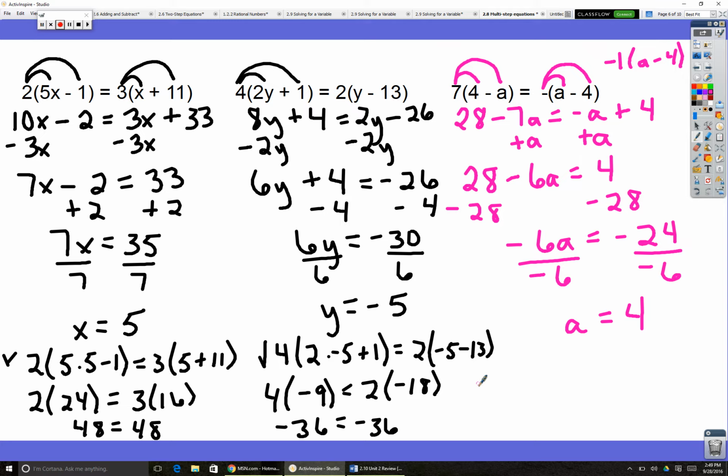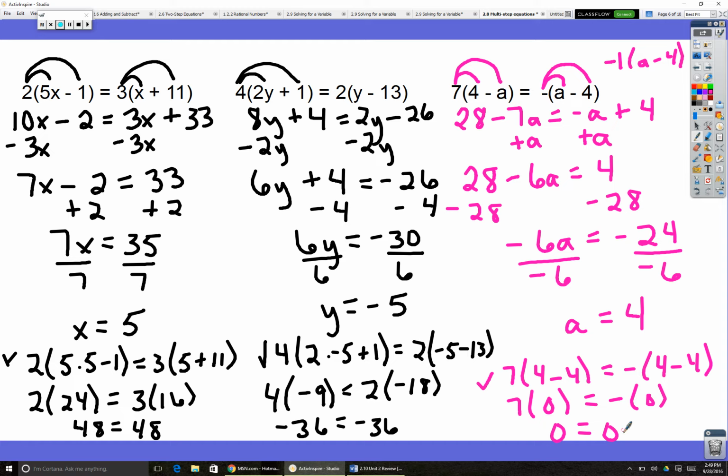Now I'm going to check my work. 7, whoops, hang on, let me get rid of that parenthesis that shouldn't be there. Okay, 7 times 4 minus 4 should equal negative 4 minus 4. On this side I have 7 times 4 minus 4 is 0 equals negative 4 minus 4 is 0. And 7 times 0 is 0, and a negative 0 is still 0. So that one checked out just fine.